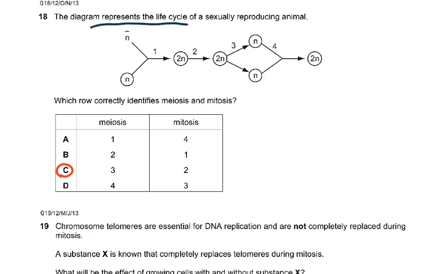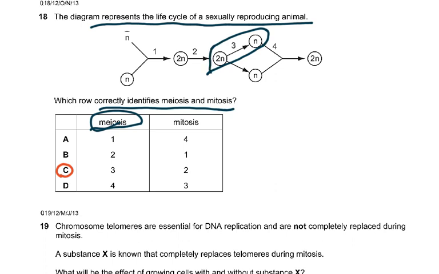The diagram represents the life cycle of a sexually reproducing animal. Which row correctly identifies meiosis and mitosis? So meiosis had to be something going from 2n to n. So only 3 was possible. And then of course the number in mitosis must remain the same. So 1, 2, 3, and 4. n has become 2n here. So 2 was the only one which was 2n to 2n. So that's why 2 was mitosis.